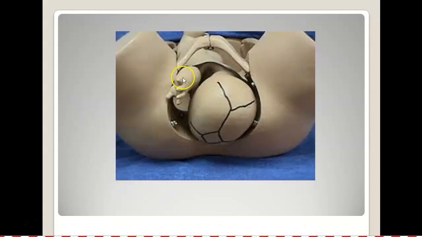So this is just a picture of what a compound presentation would look like. So it's a fetal head with an arm or a hand next to it trying to come out at the same time. So obviously if that arm is hyperextended, we're talking about nerve damage, and if this arm is trying to come out at the same time as the head, you definitely can see where perineal damage can occur due to the stretching and tearing.